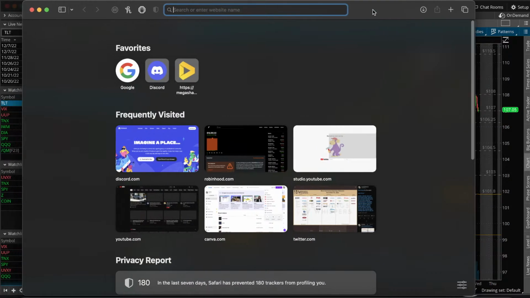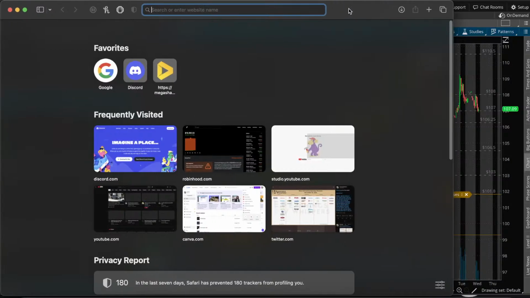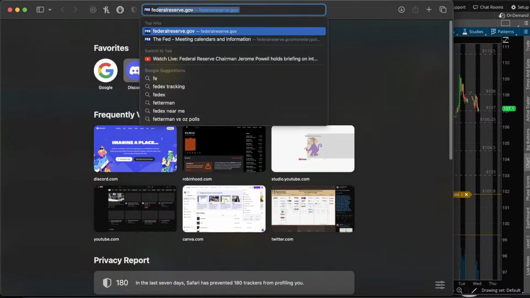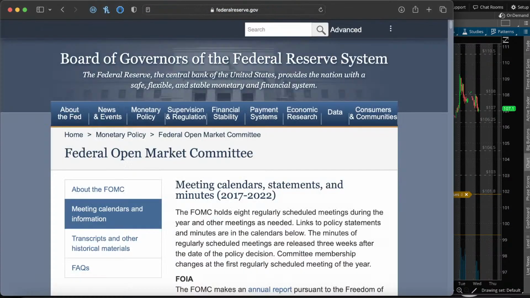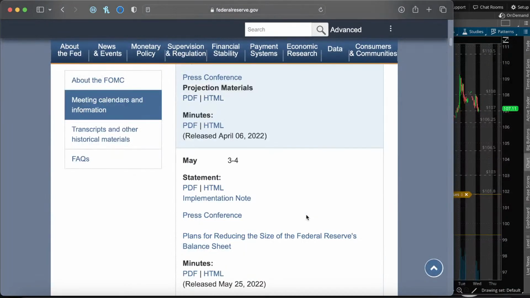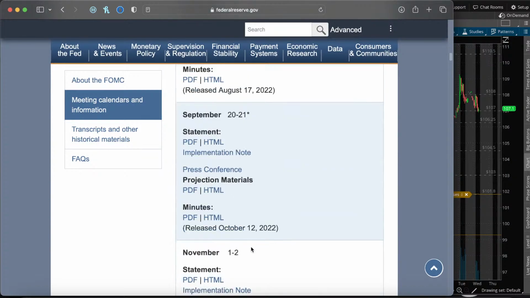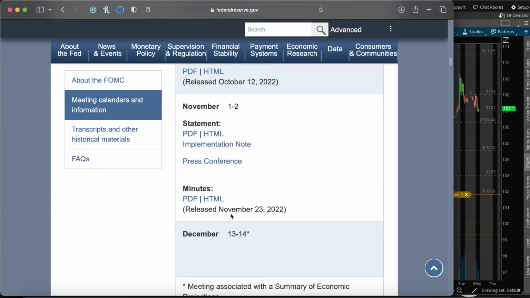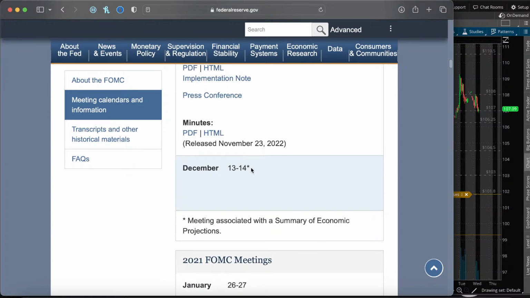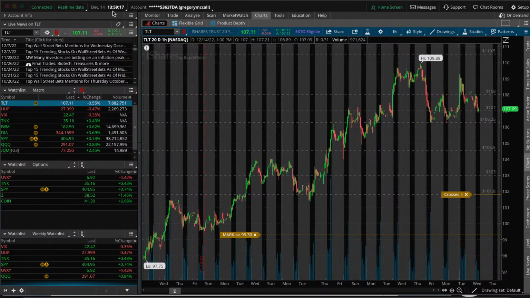So first things first, let's go to the Fed meeting. Let's see, Fed meeting calendar. And we're going to have to refresh this page and go to, let's see, December, I guess, right here. And I will send the link whenever it's available. So right now it's 1:59. Got about 40 seconds until it releases.